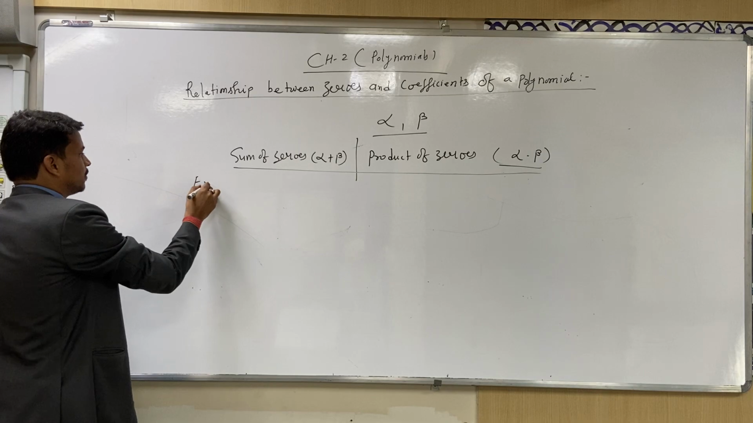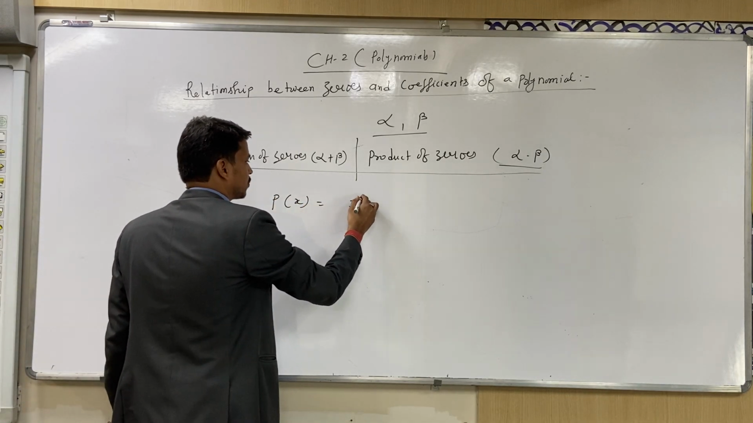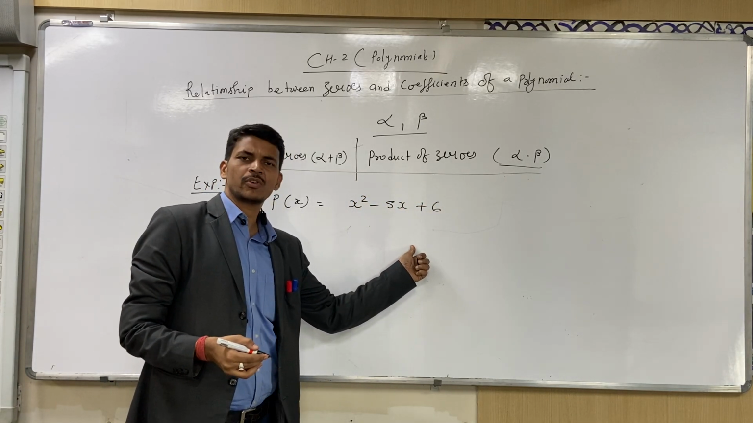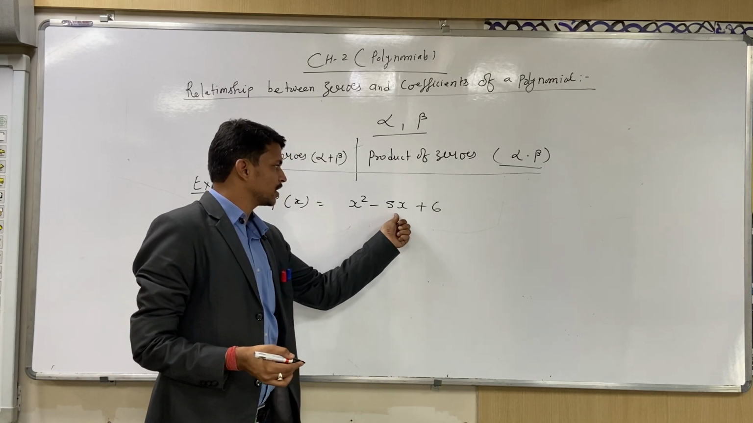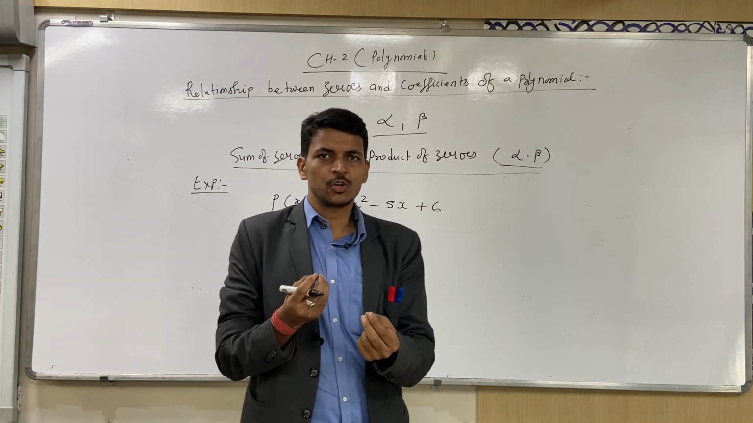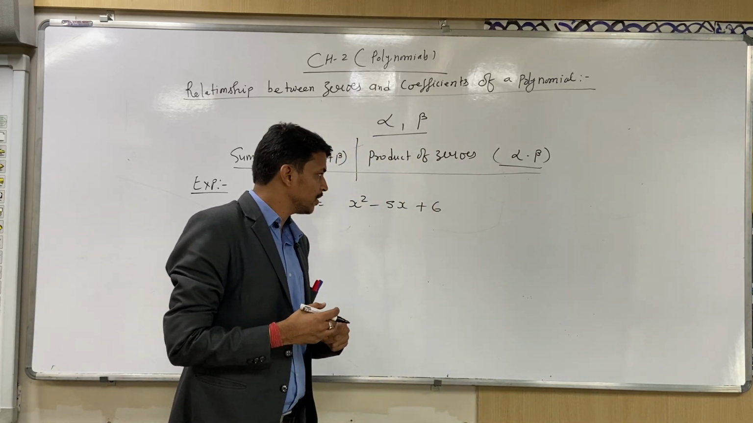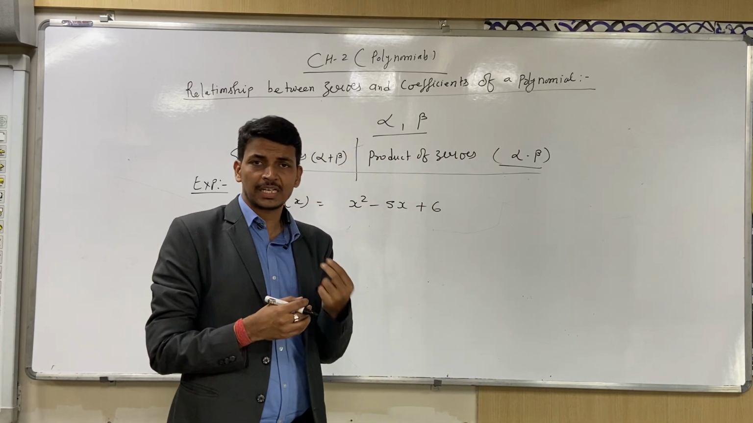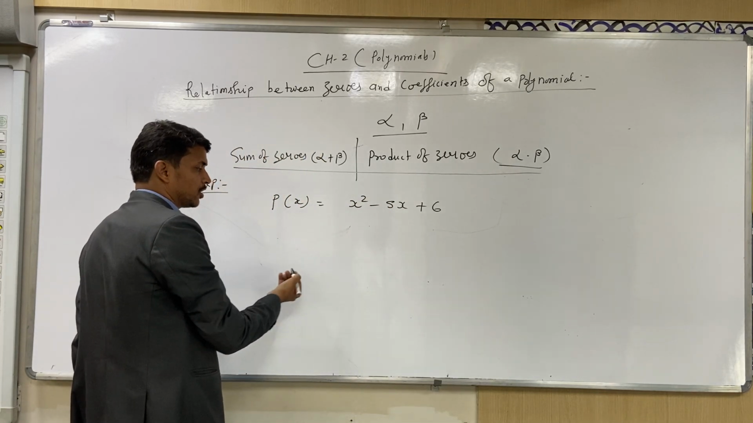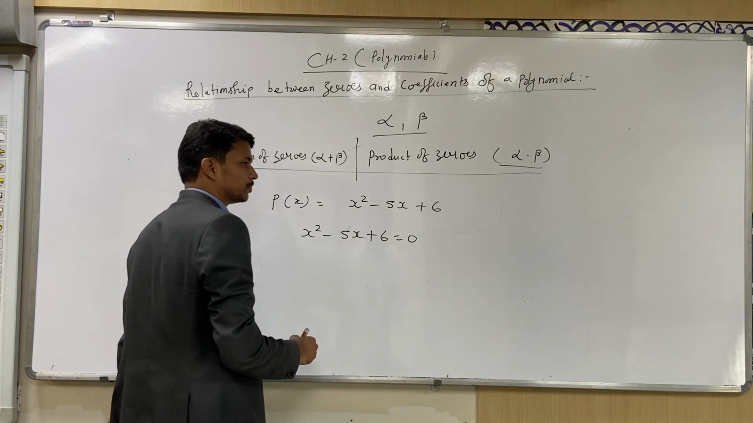I'll take one example to explain how to find the zeros of a polynomial. Suppose we have a polynomial p(x) is equal to x square minus 5x plus 6. One of the simplest examples I am taking so you can understand very easily. As you know, the very basic first step, which you did in 9th standard, is that whatever polynomial is given, equate it to 0. So x square minus 5x plus 6 is equal to 0.